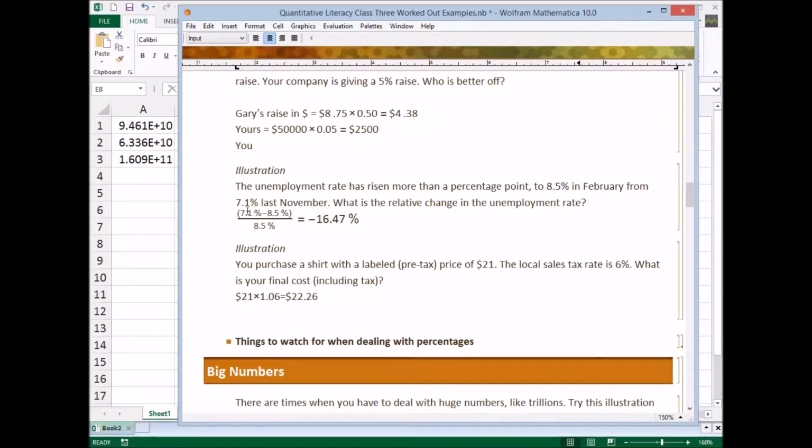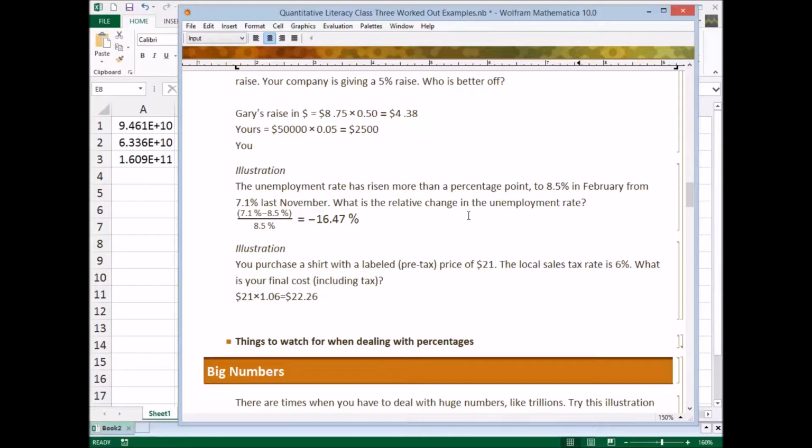So 7.1 will be the original, and the new number is 8.5. So 7.1 minus 8.5, put in the parentheses, divided by 8.5. You get negative 0.1647 if you punch it in. And what you want to do is change it to percentages. Or, since we're all dealing with percentages, you can just do 7.1 minus 8.5 divided by 8.5 and you get negative 16.47. So it's about a 16% decrease.